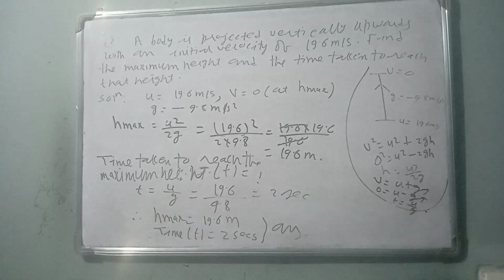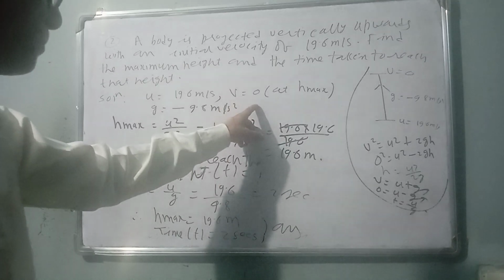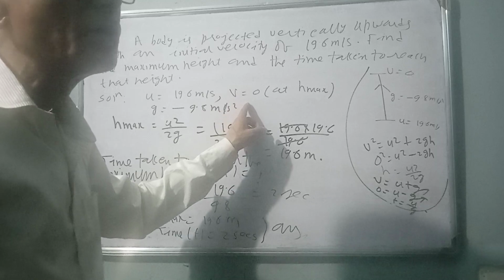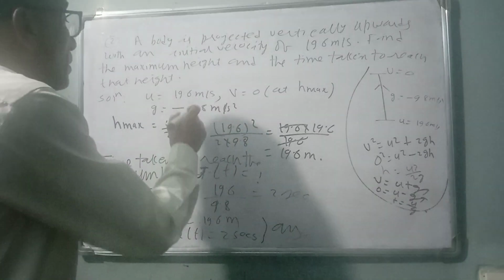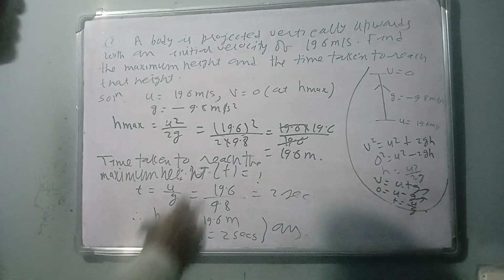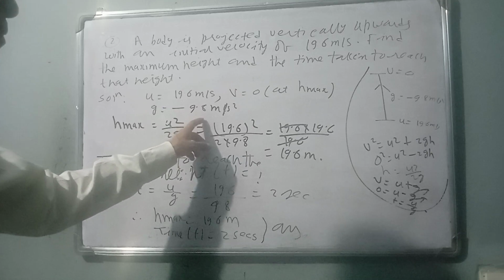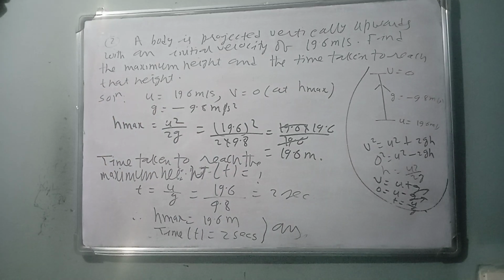In this way you can use these formulas. For upward motion, V equals 0 at the top; for downward motion, U equals 0. For upward motion, g equals minus 9.8 meter per second square; for downward motion, g equals plus 9.8 meter per second square. I think these numerical examples are very helpful to you. This much for today.